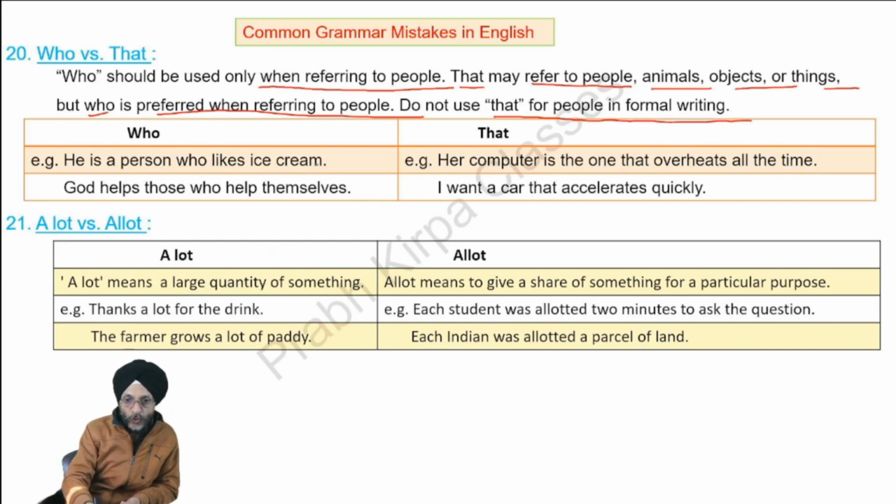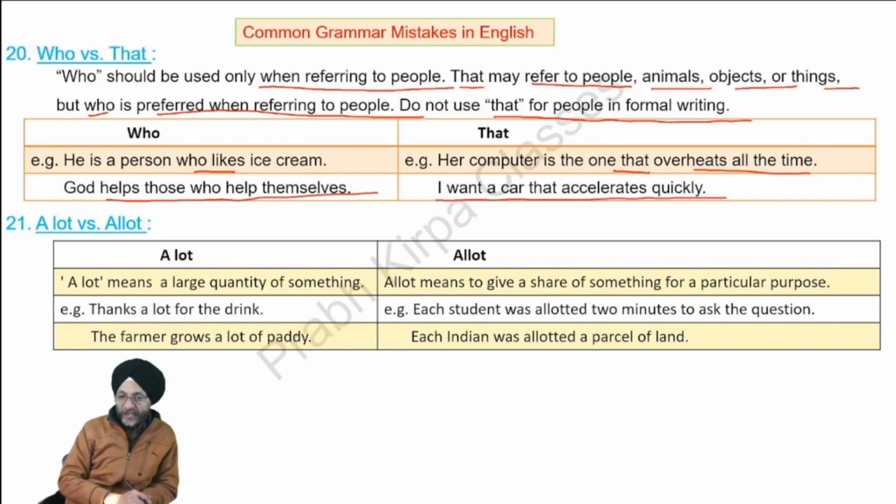He is a person who likes ice cream. God helps those who help themselves. That is used for things, animals, objects. Her computer is the one that overheats all the time. I want a car that accelerates quickly.